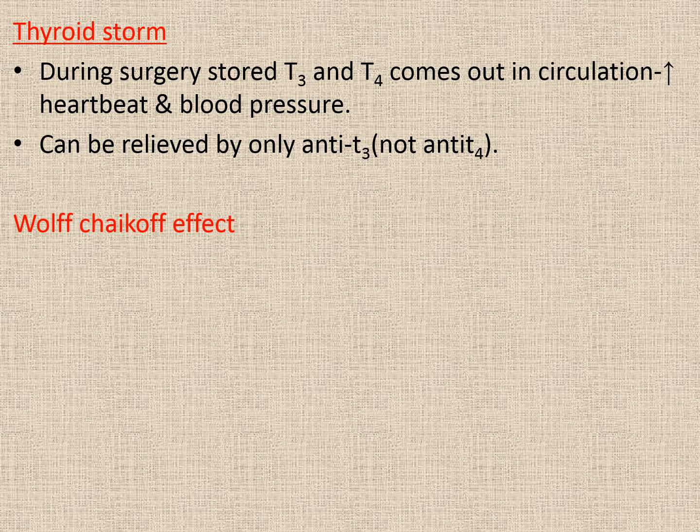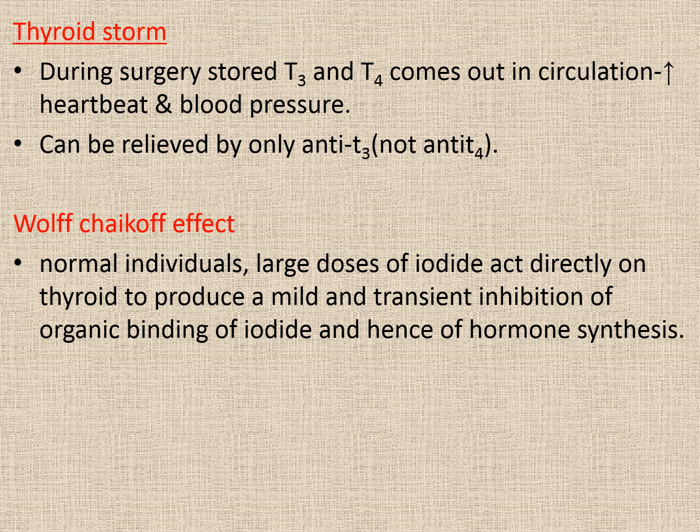So in short, when a normal individual takes a large dose of iodide, it acts directly on the thyroid gland to produce mild and transient inhibition of the organic binding of iodide, that is through TPO, and thus there is a decrease in hormone synthesis. So whenever you give excess iodide, it will inhibit thyroid hormone synthesis, and that is known as Wolff-Chaikoff effect.